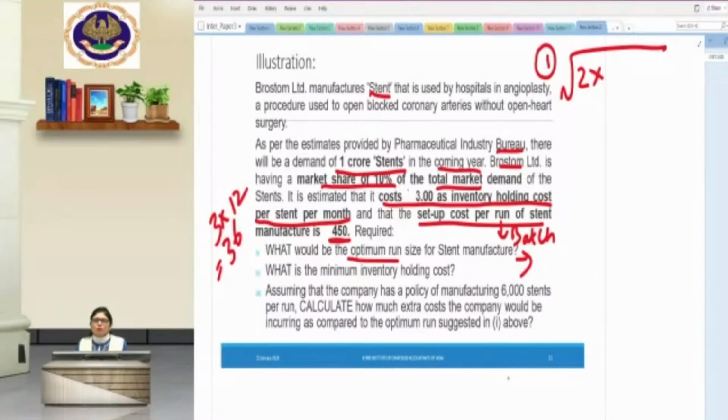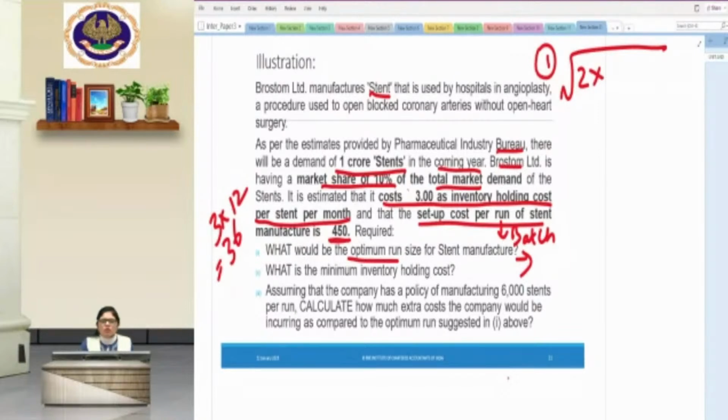How much should be the optimum run size? That means how many stents should be produced in one run, in one lot, in one batch. So that is optimum. Optimum means most economical, that will give you the minimum cost. All right.